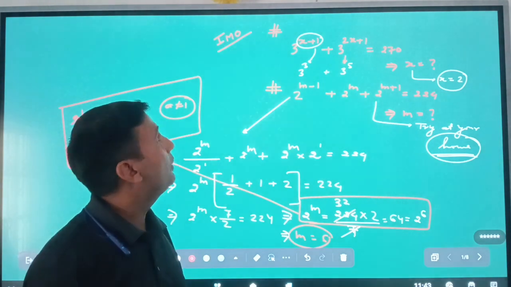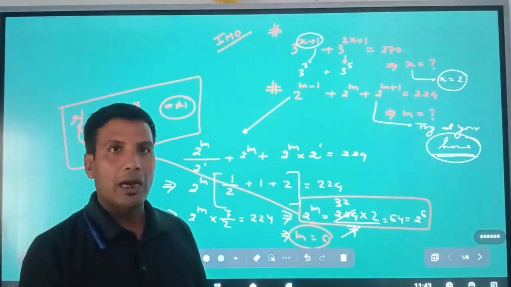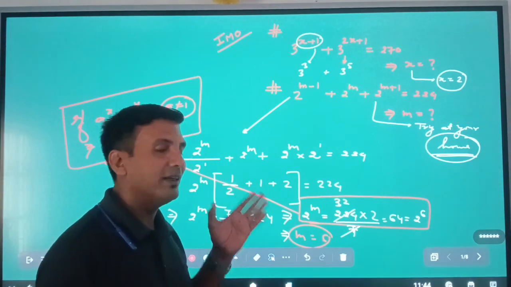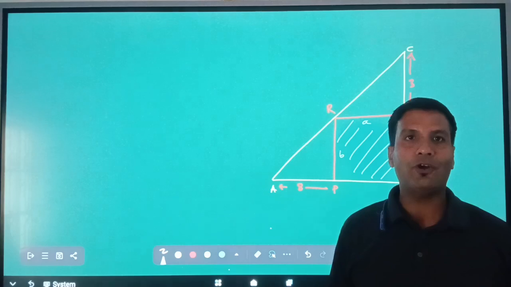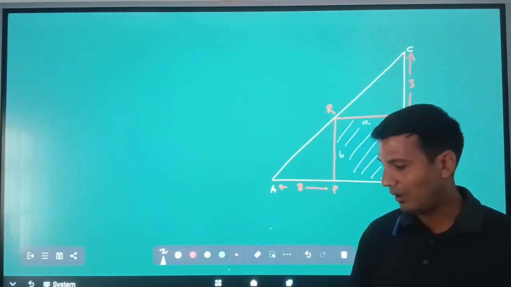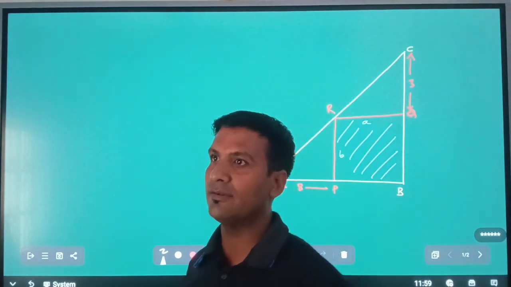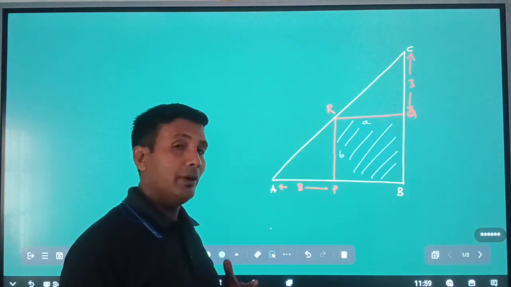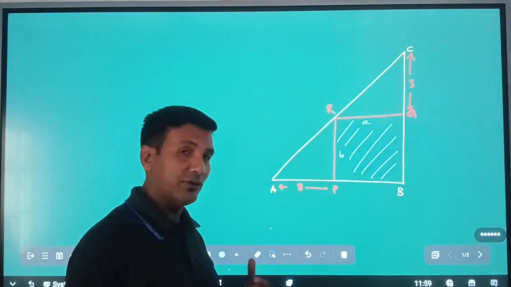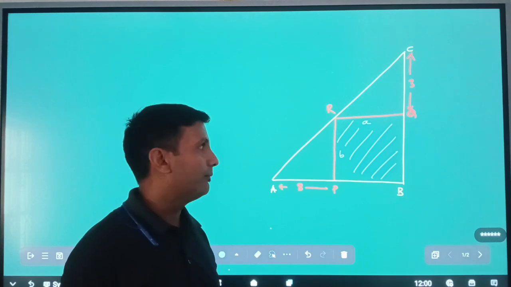And these two questions belong to the IMO. So I hope the solutions and the approaches will be very useful to you. One of the important, or you can say very selective, questions of different types of examinations which are asked on the basis of the syllabus of class 9 and 10.